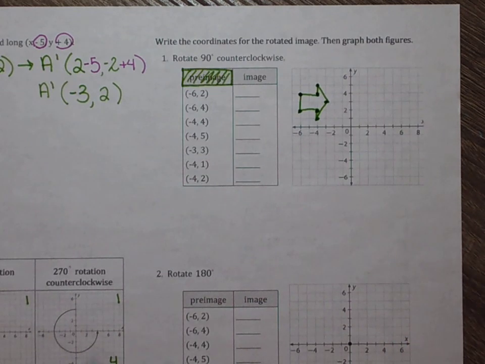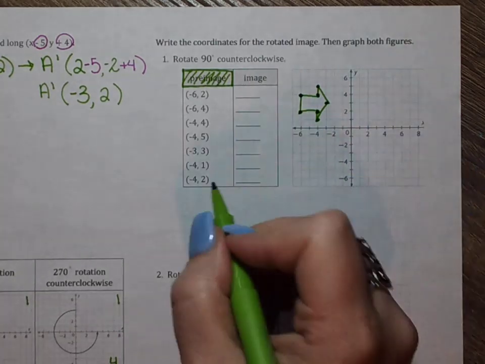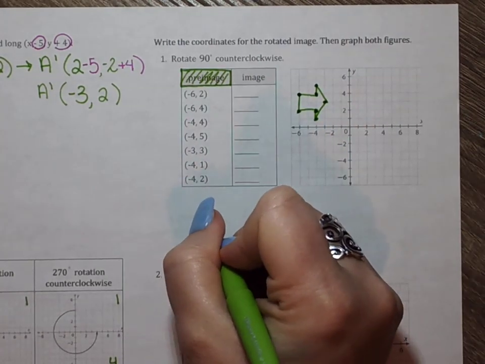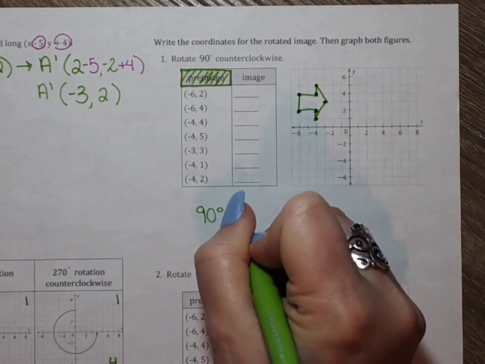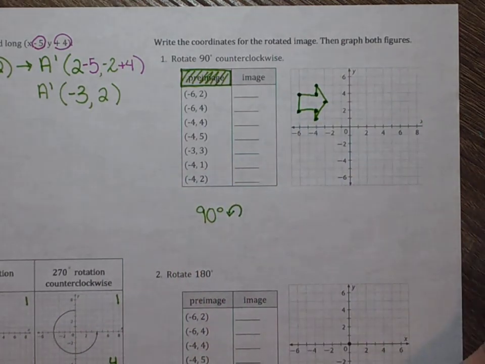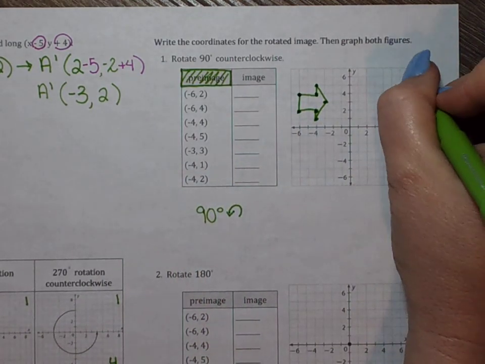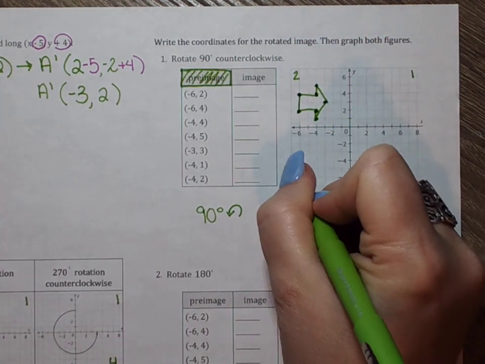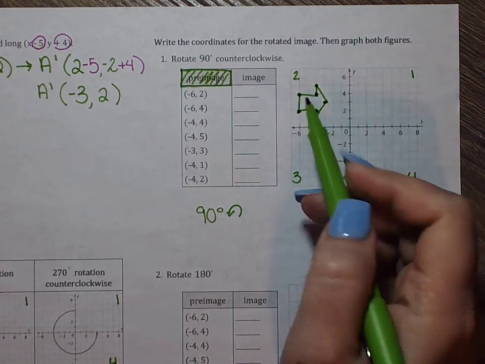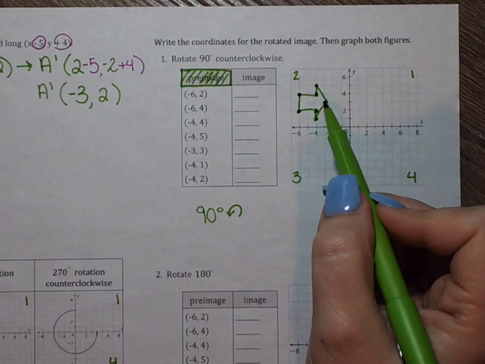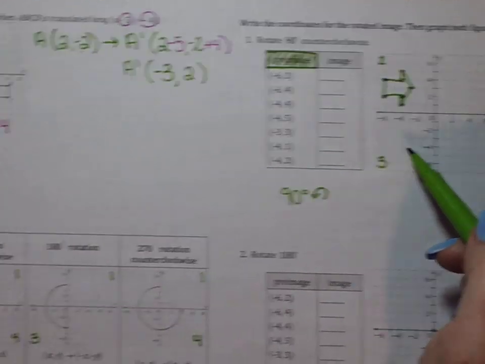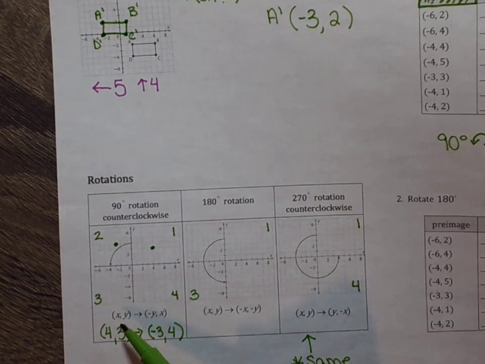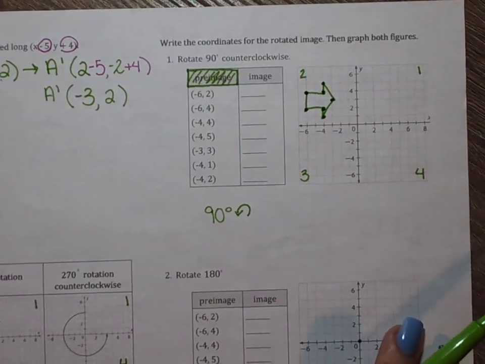All right, so we talked about doing a 90-degree rotation. If we are doing a 90-degree rotation, we are going clockwise in that direction. So if we are starting in quadrant 2, that means that when we do our 90-degree rotation, it's going to end up in quadrant 3. So our rule for 90-degree rotation says that our x and our y are going to flip.